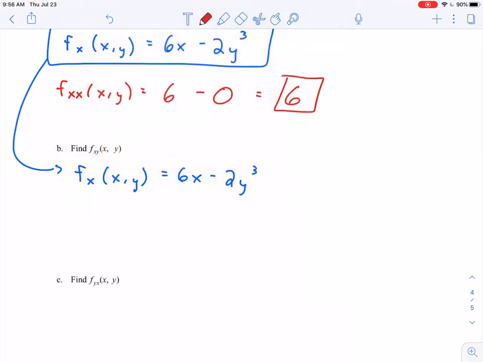So I'll get my different color out. F sub xy, x comma y. So here, this time I'm treating x as a constant. I want the derivative of y. So 6x, I'm treating that like it is a constant. The derivative of any constant is 0. Minus, over here, derivative of 2y to the third. That should be minus 6y squared using our power rule. So we have negative 6y squared.